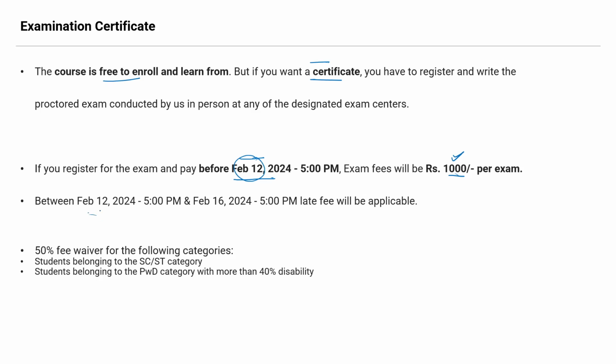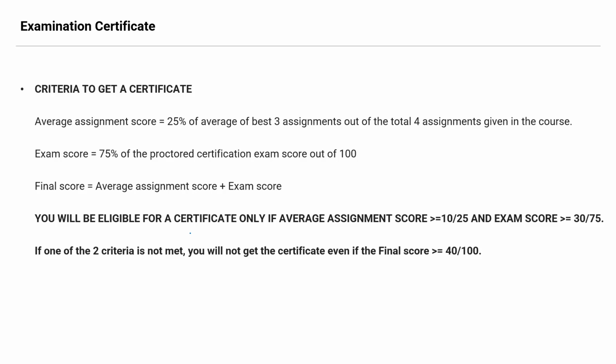If you register between 12 to 16, there will be a late fee charge. Okay. So if you're opting for it and you have that kind of requirement, it's always better to do it before that, right? There are certain more conditions. If you belong to a certain category, whether SC/ST or PWD, you'll get a certain fee waiver in these options as well. Okay. Now this part is really important, so please be watchful.